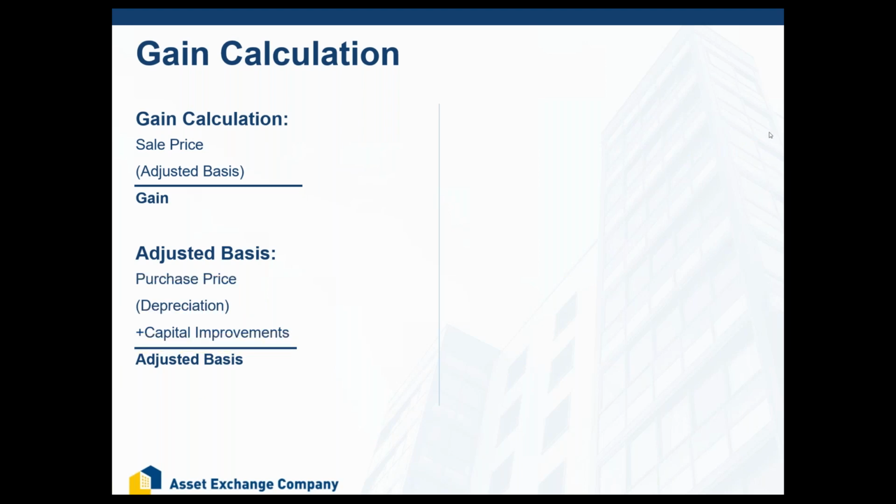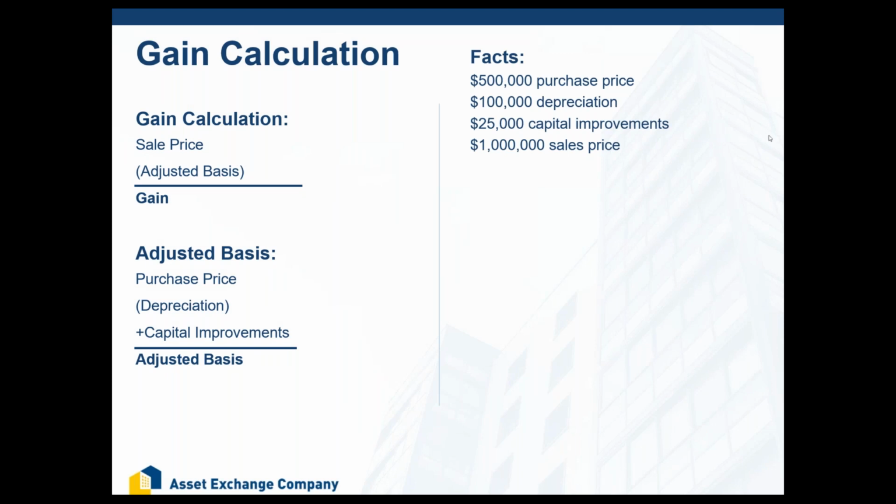So let's go ahead and do a quick example. Now, I bought a property many years ago for $500,000. I've taken a total of $100,000 of depreciation throughout the total ownership period. I put a new roof on, and that was a capital improvement of $25,000.